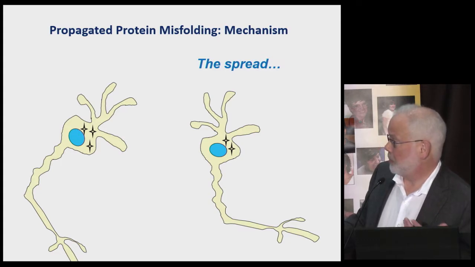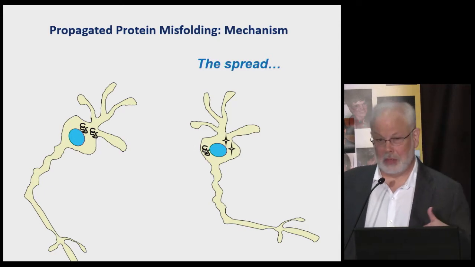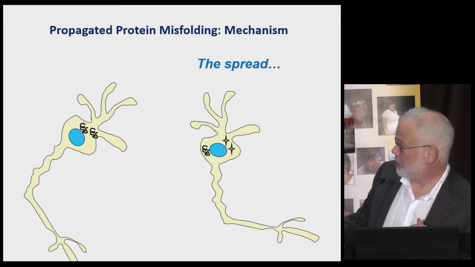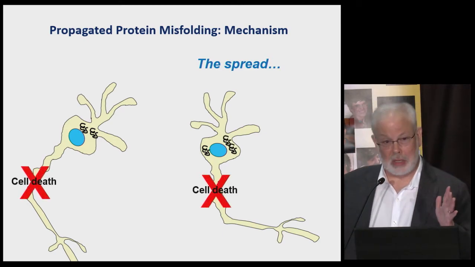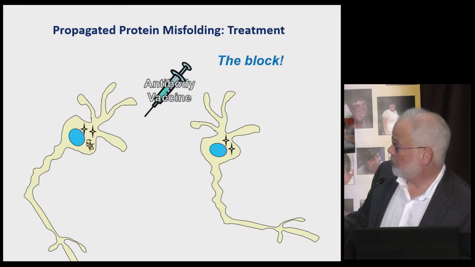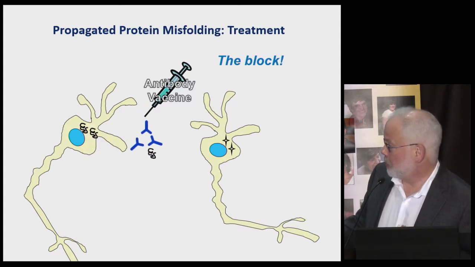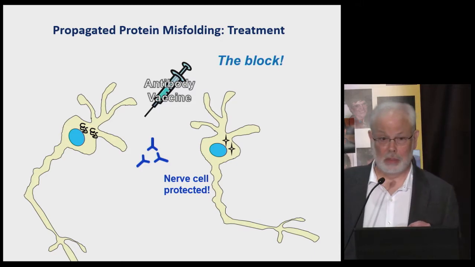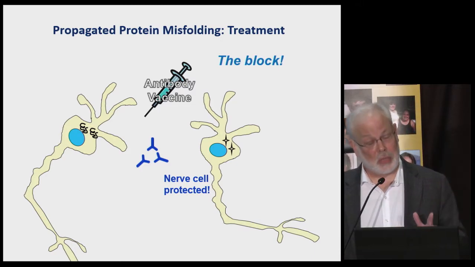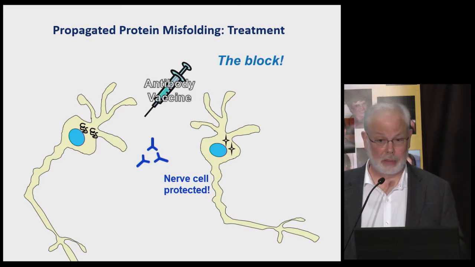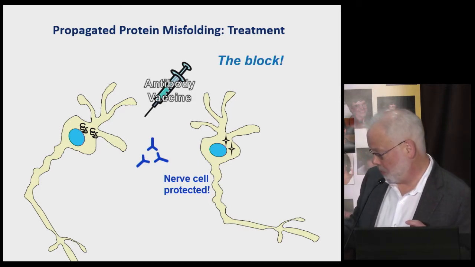And I was going to show this silly little cartoon showing that cells can infect each other. Neighboring cells can be infected by misfolded proteins, and that ultimately kills both cells. But the vision for an antibody or a vaccine is that this transmission is arrested and the nerve cell is protected. In other words, in the best case scenario, we might be able to actually arrest diseases like Alzheimer's, Parkinson's, and ALS. So I thank you very much for your attention.